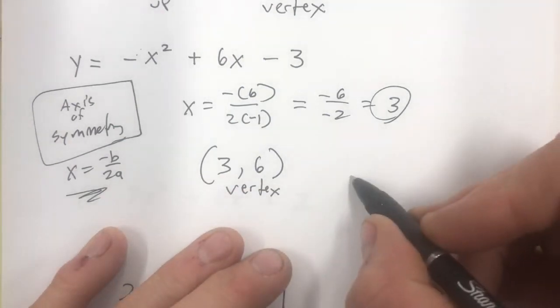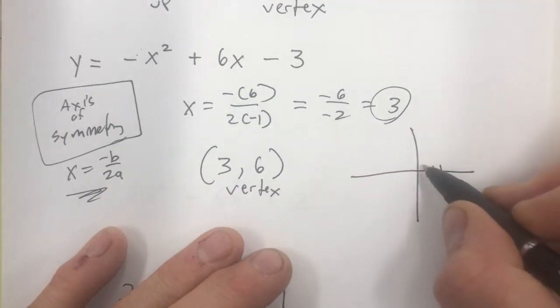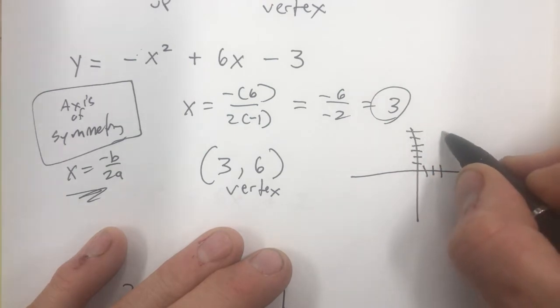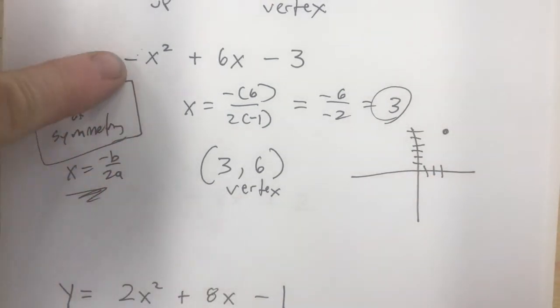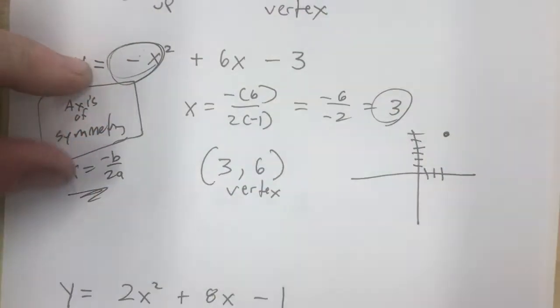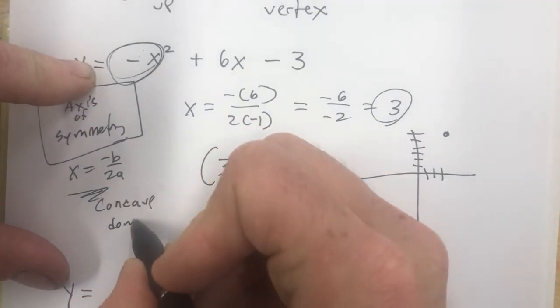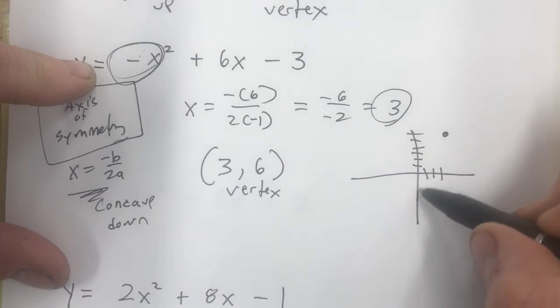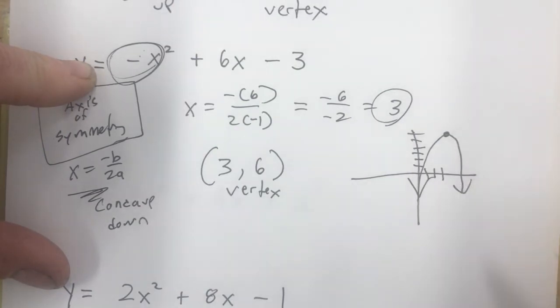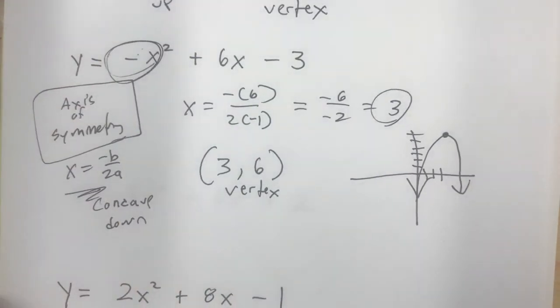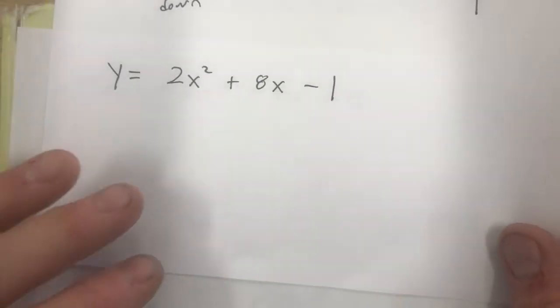Okay, and if I graph that, here's my vertex right there, and see it's got a negative in front, which means it's concave down. So it's going to look like this right here. Okay. Here's another one.